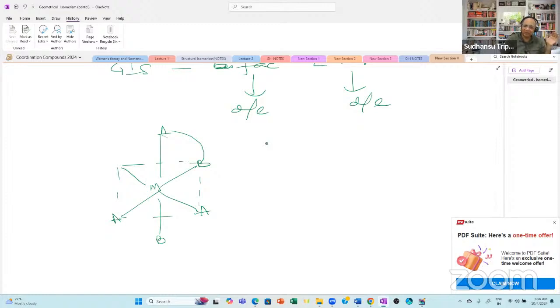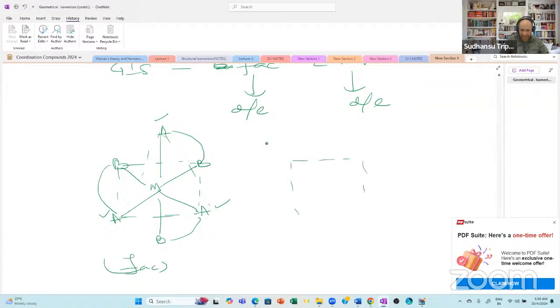bypassing the metal line, going out of the plane of the metal line, and BB also will go out of the plane. So that will be the fac isomer. You see A, that triangle is not touching the metal ion. That's not going through the metal ion. So also B. So this is facial.